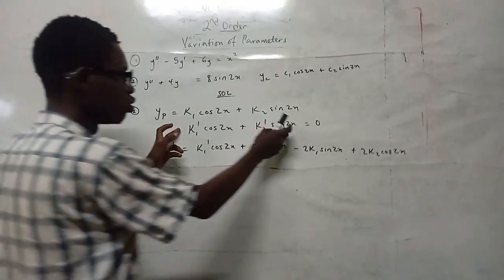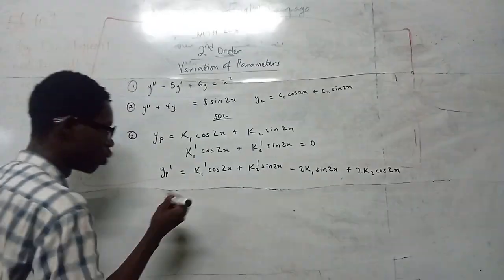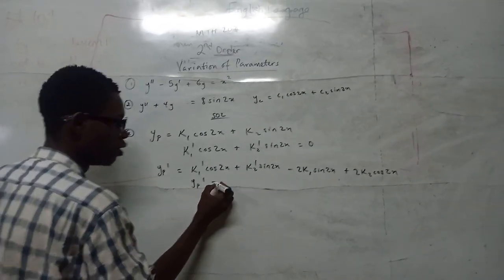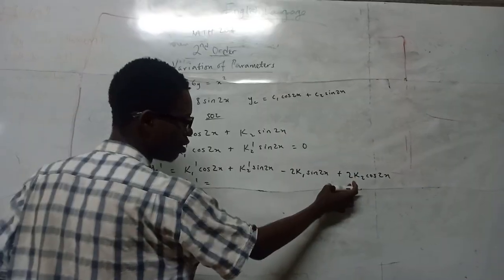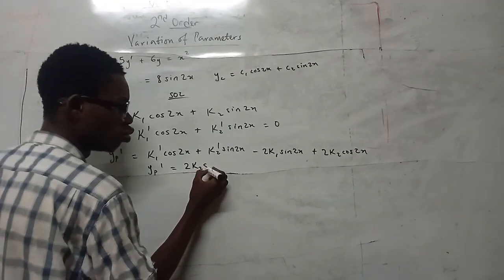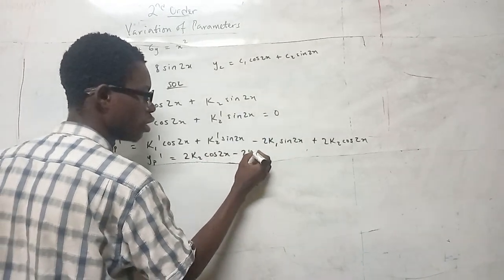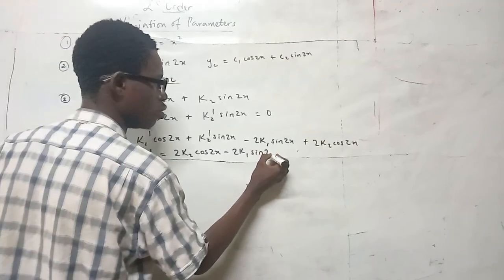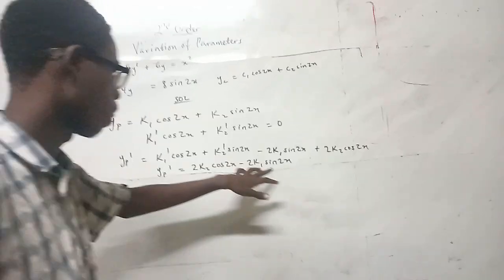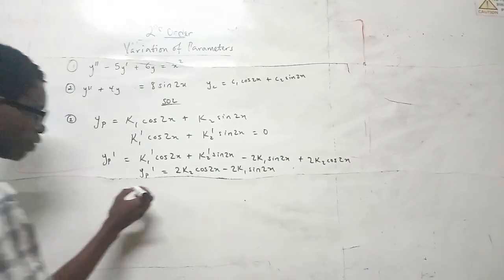Now, using these conditions, we can collapse this and say this is equal to 0. So we can collapse our yp prime, rewriting this one, I would like to make this come first: 2k2 cos 2x minus 2k1 sine 2x. Right? Yes. So on getting to this place, we can now differentiate again.